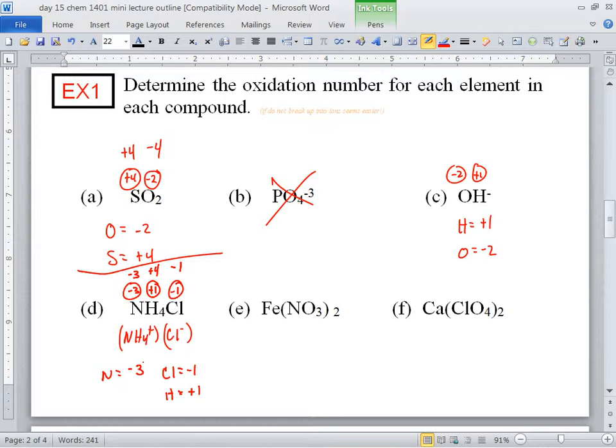So on E, did you see the easy element? Iron has to be what? 2, because look at the little subscript down there. So that's where I start on these. After doing a bunch of them, I figured out those shortcuts and tricks. Iron has to be a +2, and then the rest will get a lot easier.